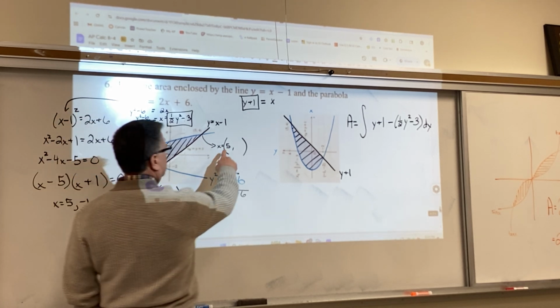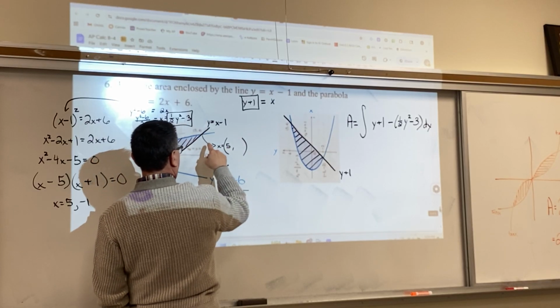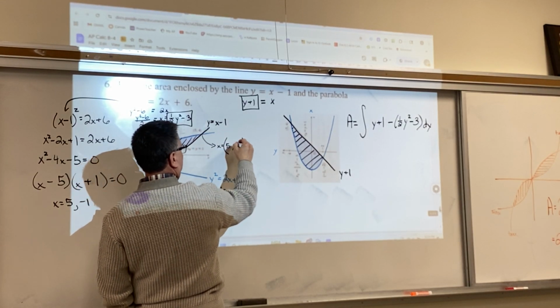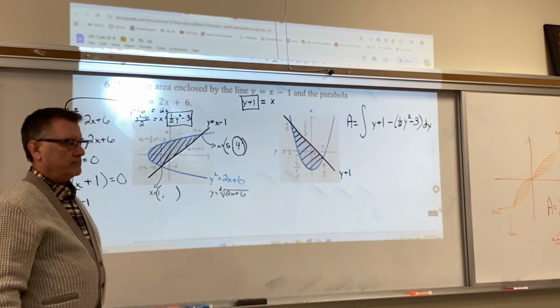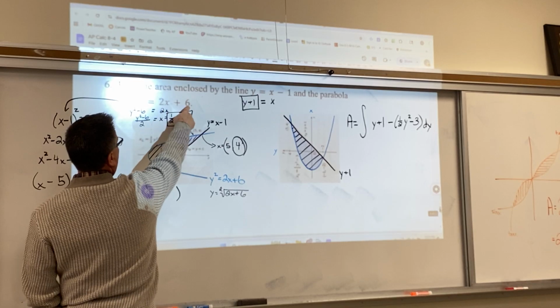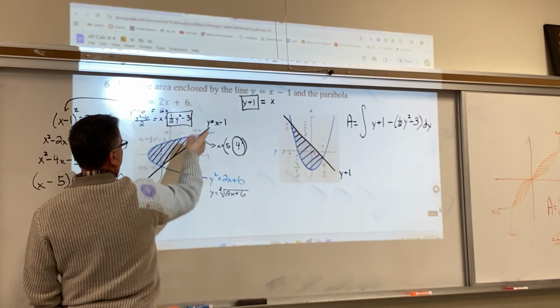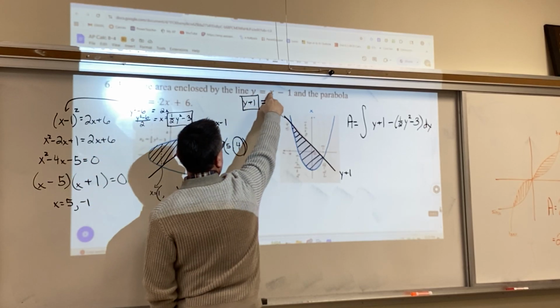So when I plug this in up here, I get 5 minus 1 is 4. So when x was 5 over here, it was hitting y as 4. I could plug it into this one, but then I gotta take the square root of it. It's the same point, so why don't I use the easier one here?